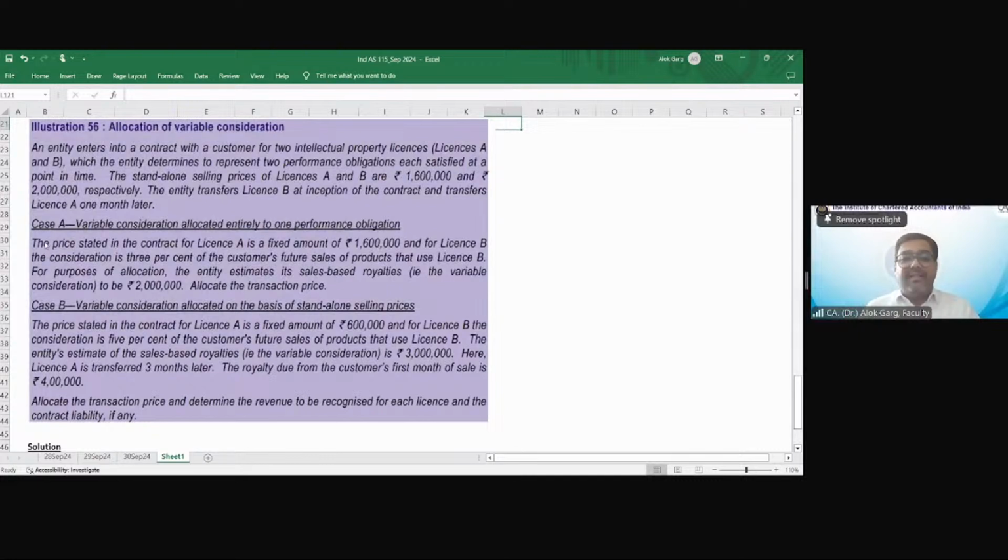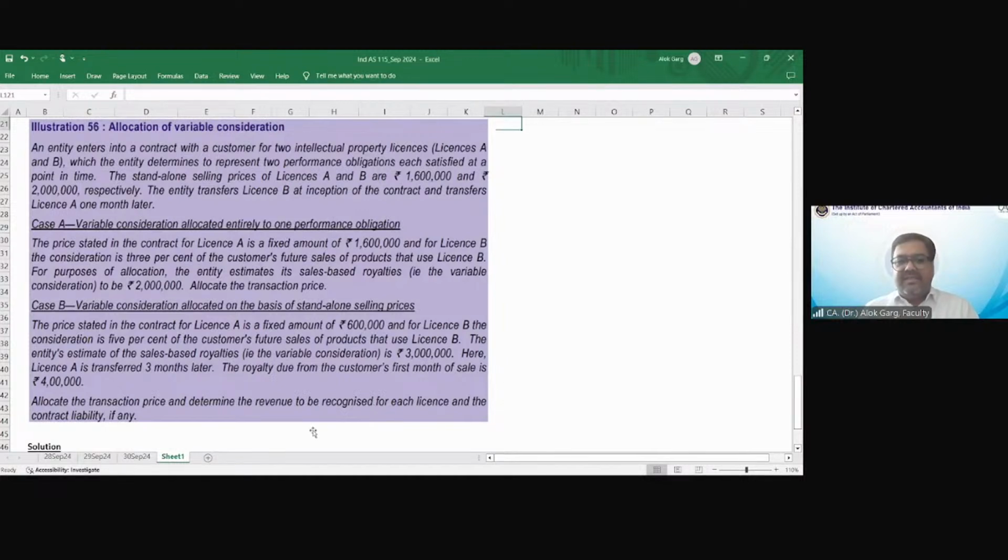Now we are discussing the first case, case A. The price stated in the contract for license A is a fixed amount of 16 lakh. And for license B, the consideration is 3% of the customer future sale of product that uses the license B. For purpose of allocation, the entity estimates that the sale-based royalties, that is the variable consideration, is rupees 20 lakhs. Allocate the transaction price.